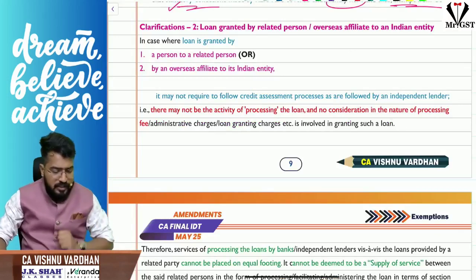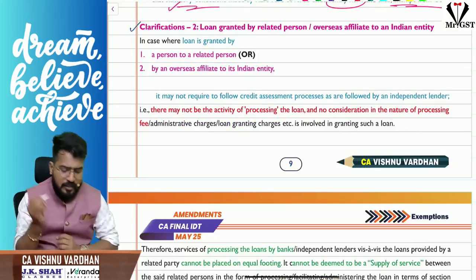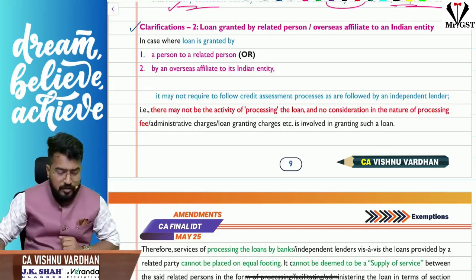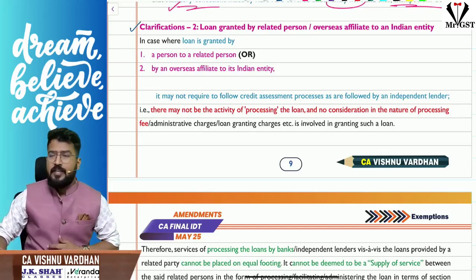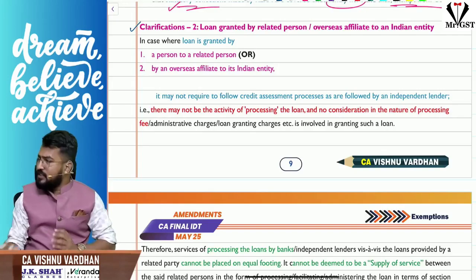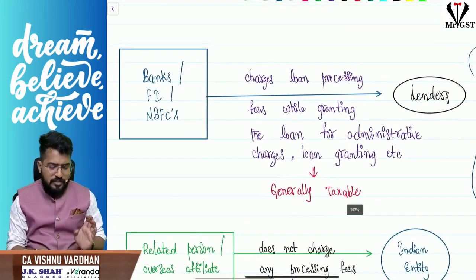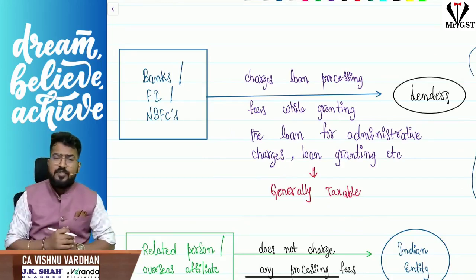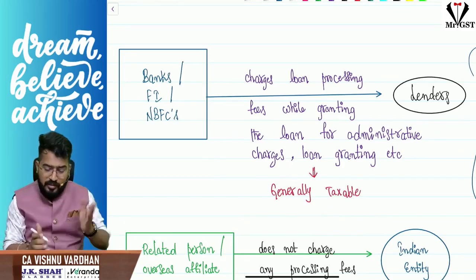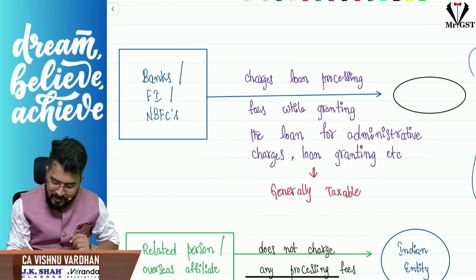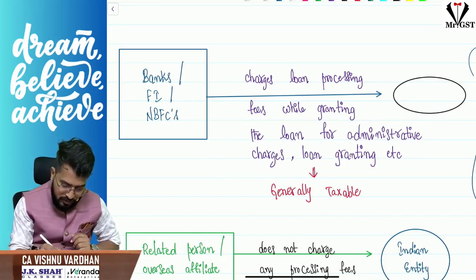So the next one is related to the clarification on the loan granted by a related person or overseas affiliates to an Indian entity. See, generally when banks or financial institutions or NBFCs are giving loans to any borrowers, okay, to the borrowers.